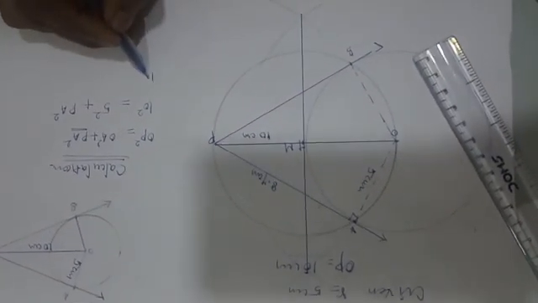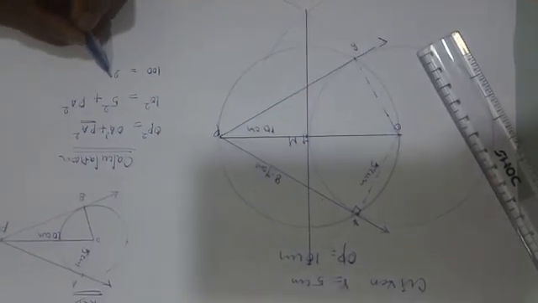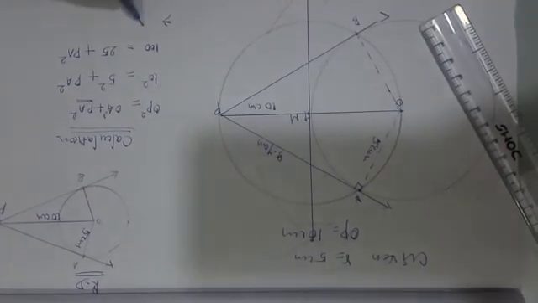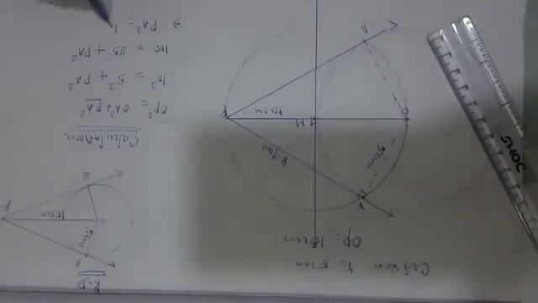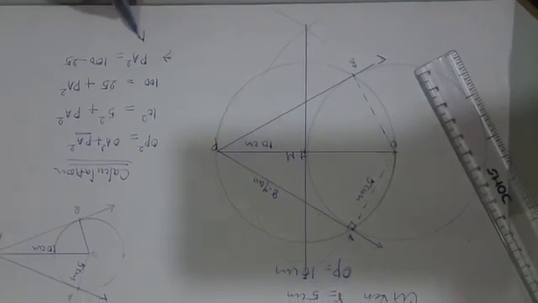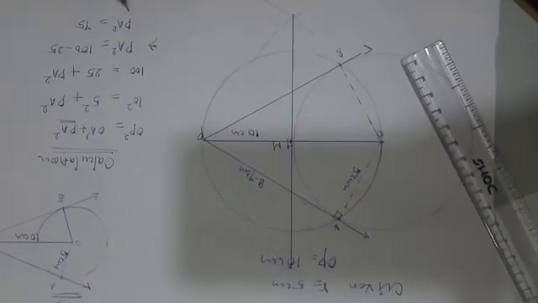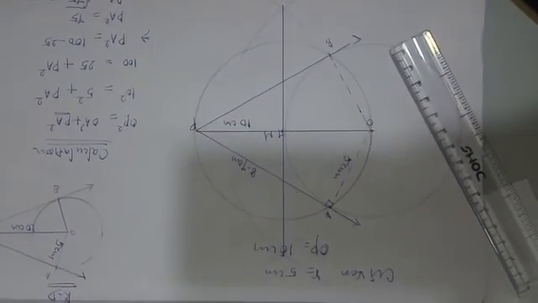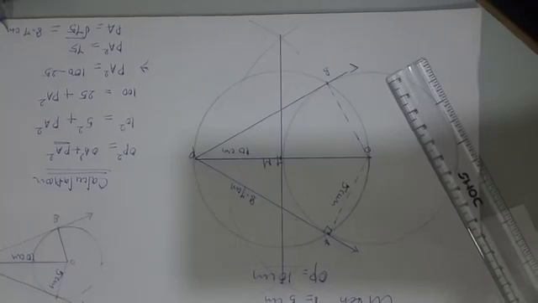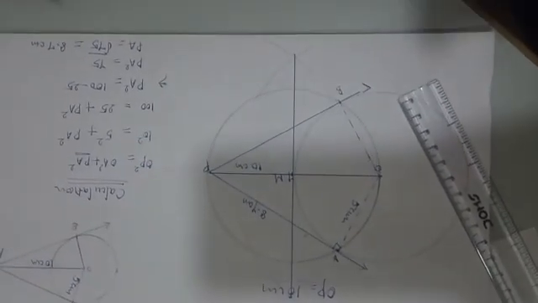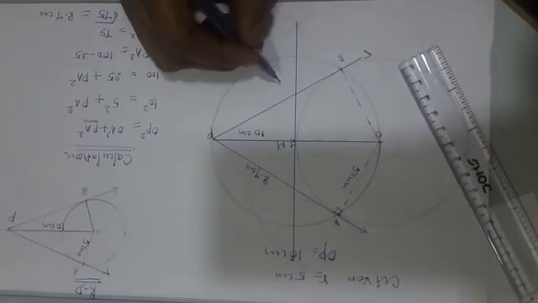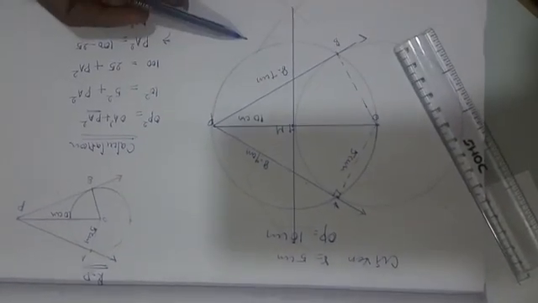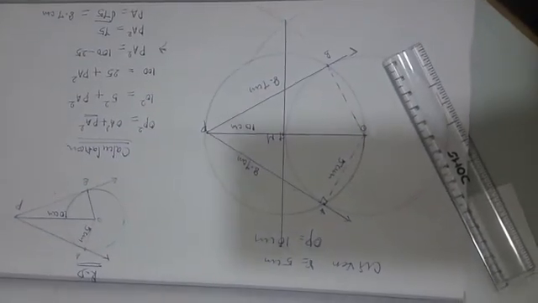Now 10 squared means 100, then 5 squared means 25 plus PA squared. So we interchange to find PA squared is equal to 100 minus 25. So now PA squared is equal to 75. We want to find PA. The square root of 75 is considered as 8.7 centimeter. Already we found it with the scale. So PA and PB are 8.7 centimeter. The rough diagram, then the main diagram, then the calculation. Totally this sum is for 8 marks.